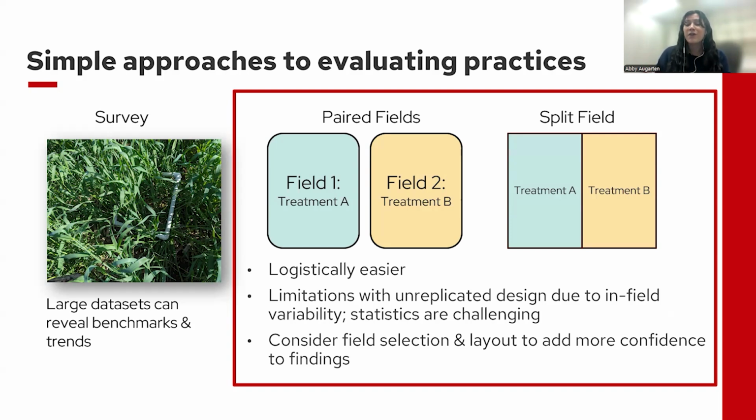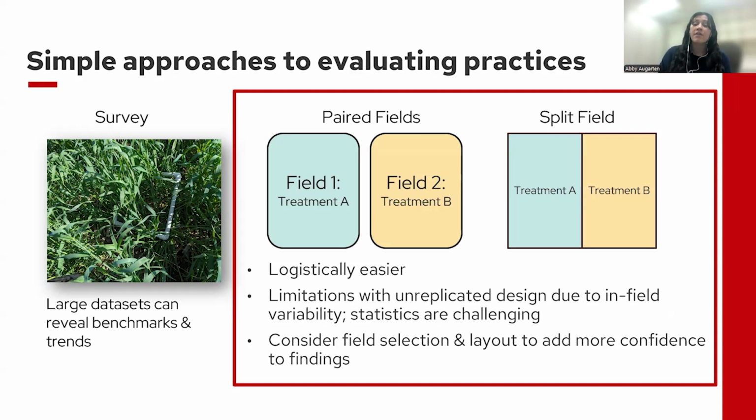So if you notice, comparing these sorts of designs to what we saw on the previous slide, these are unreplicated designs, which means that when we do have in-field variability or error or wacky events that happen throughout the season, it's really hard to tease apart what was truly an effect from the treatment and what is an effect from other sources of variability and error.